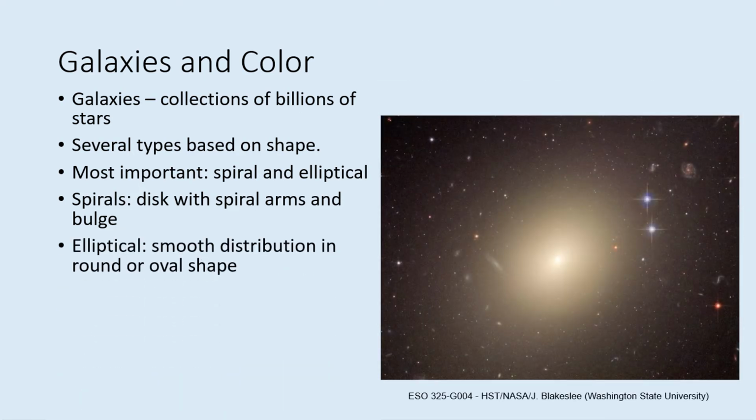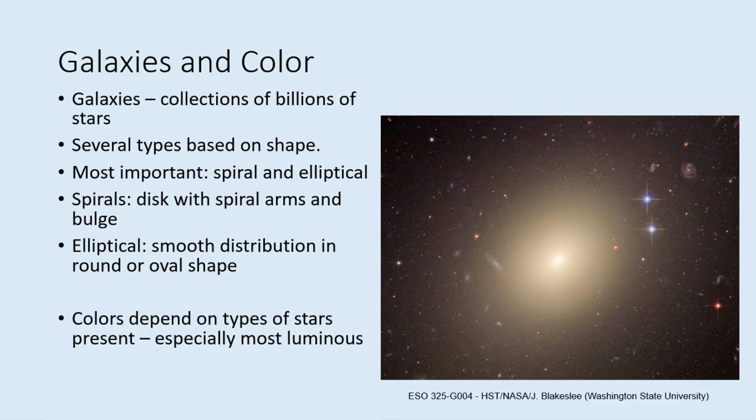Elliptical galaxies have less obvious structure. They generally appear either round or oval-shaped with a smooth distribution of brightness across them. In general, elliptical galaxies have very little star formation happening inside them, since they have very little of the gas that goes into making new stars.